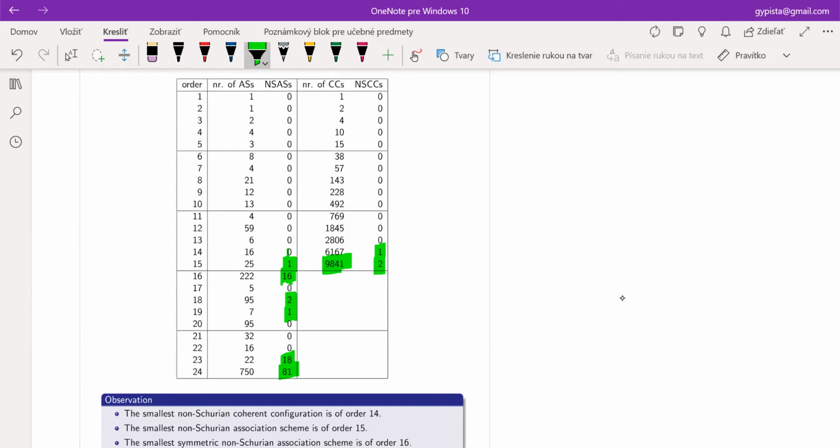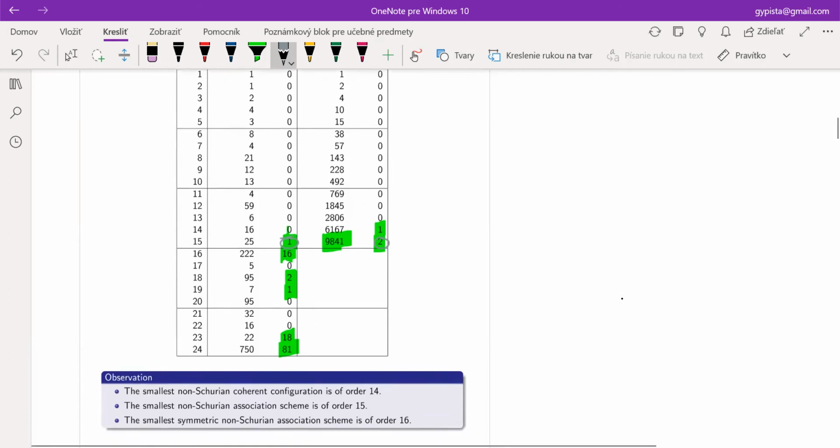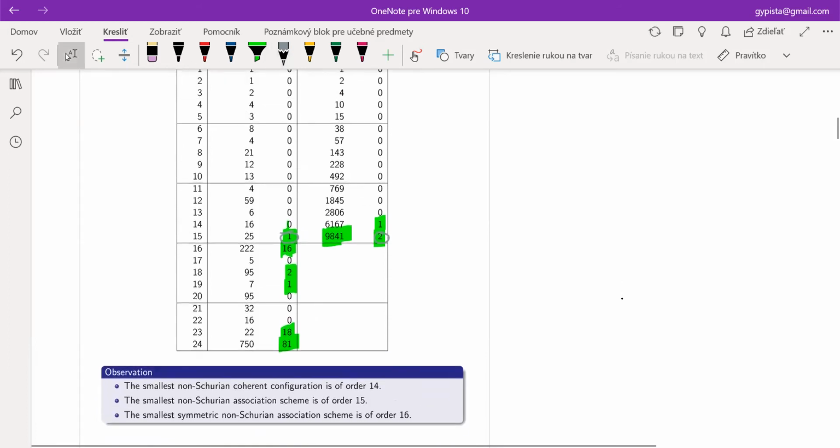And from his enumeration, it was also clear that on order 15, besides the non-Schurian association scheme of order 15, there is one more non-Schurian object, but it has more fibers than one. So it is a coherent configuration, but not an association scheme.